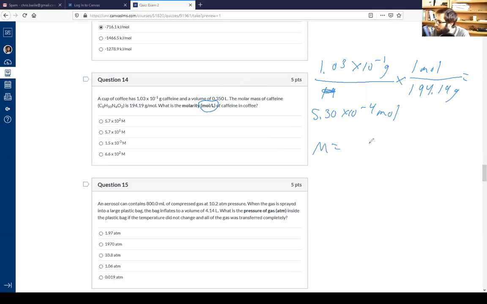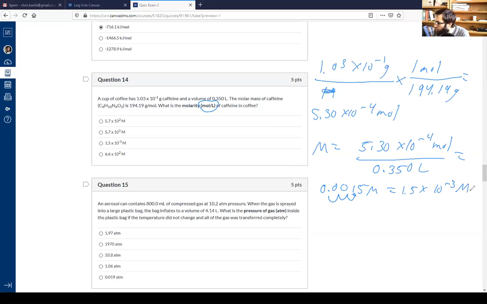And so molarity is just going to be that number of moles per liter. We're already given the amount of liters, which is 0.350 liters. You enter that in the calculator and you get 0.0015 molar. That's not in scientific notation, but we know it's 1, 2, 3 places to the right, which is the same as 1.5 times 10 to the minus 3rd molar. So that's our answer for that one.